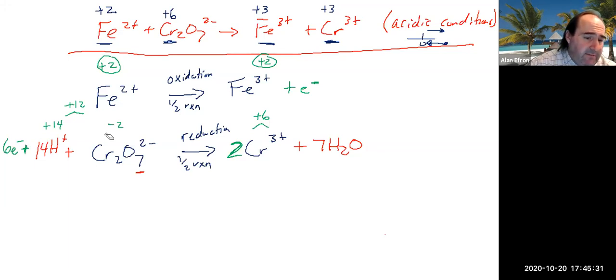6 electrons gives me a -6. So +12 and -6 is... I'm sorry, +6 on the left-hand side and +6 on the right-hand side. So we're balanced there on the second one, +6 on both sides. Any questions on those steps there?